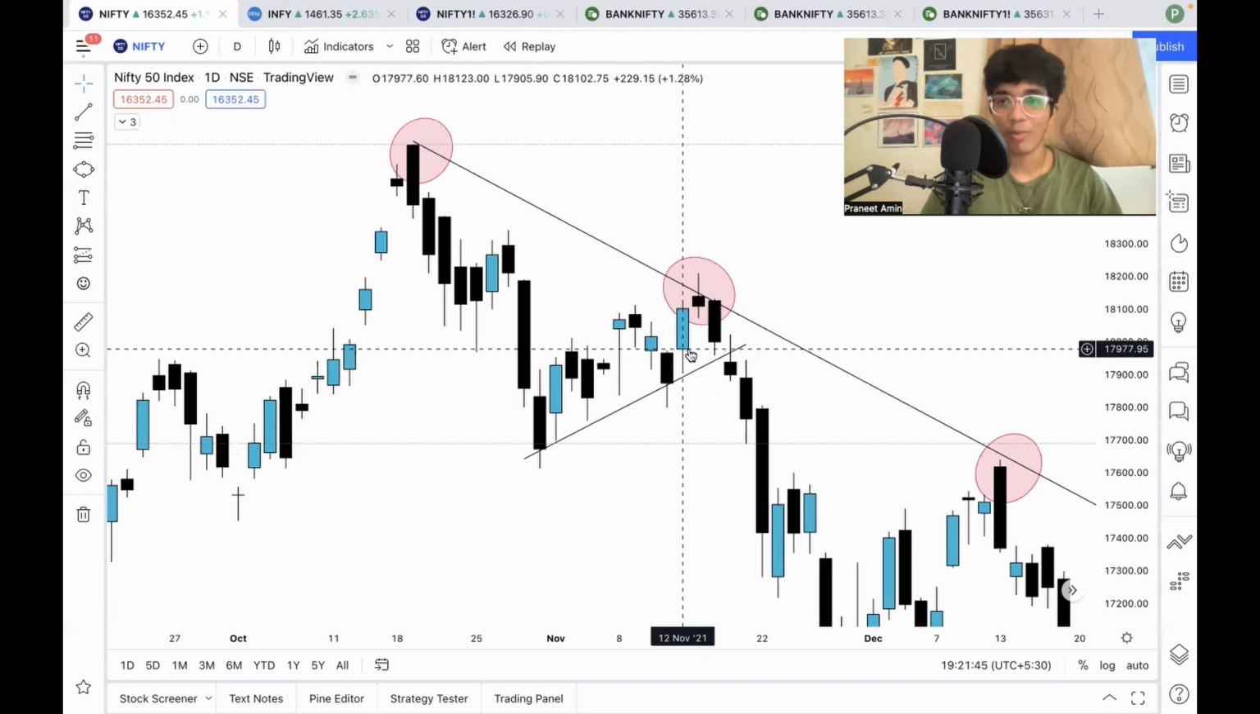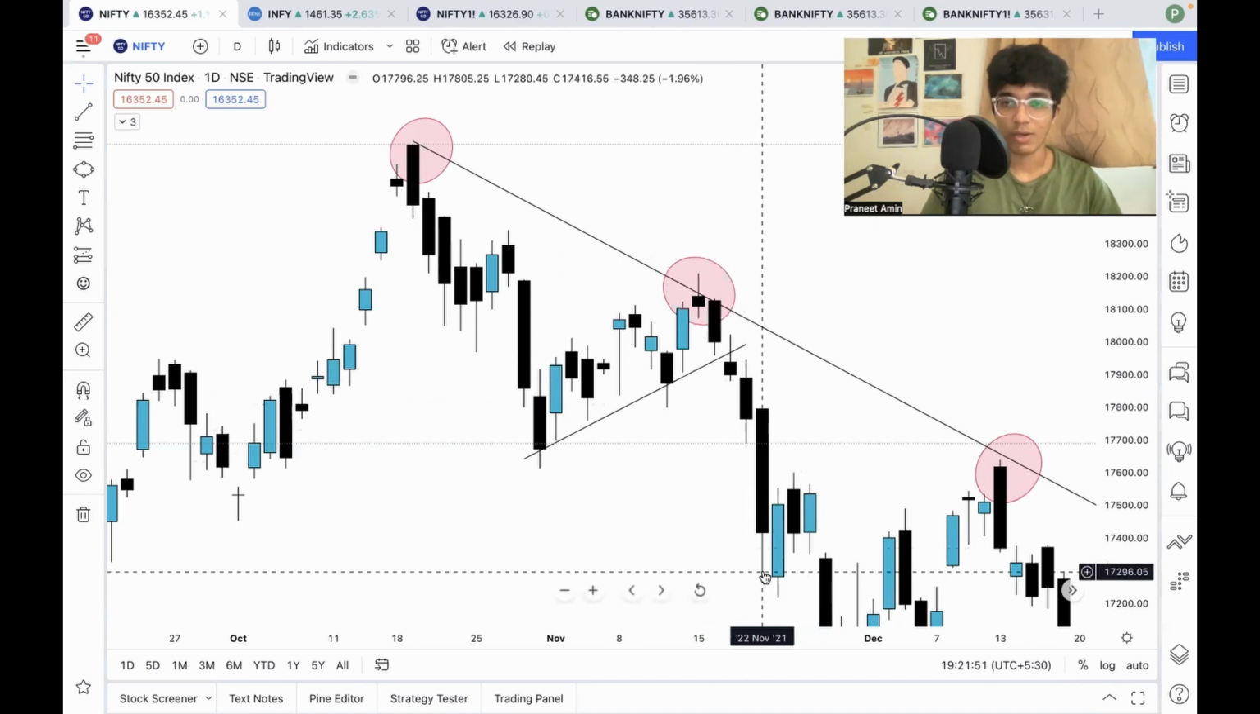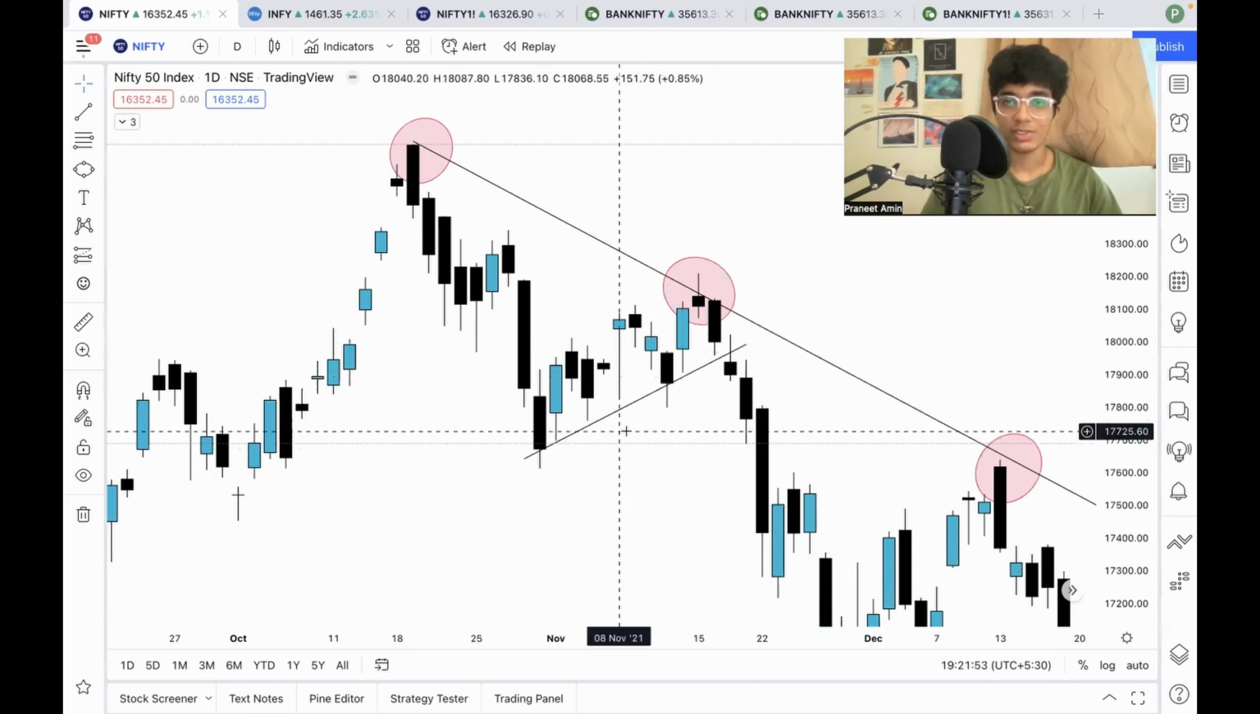I wouldn't say this is a proper evening star, but in a way it is kind of like an evening star. After that was a breakdown and that was a good downfall. So even this is a trend line.